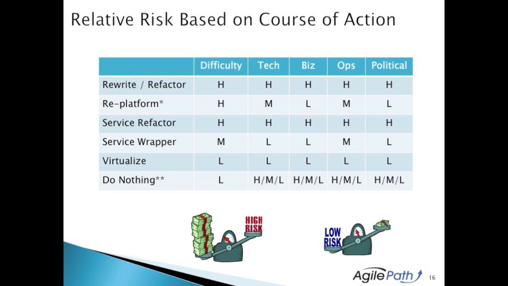At the other end of the spectrum, do nothing. Do nothing is low from a difficulty perspective because you don't have to make any investment. But your other factors here are highly variable in doing nothing. So doing nothing, you can have political pressure to do something because an application is just too aged, too costly. So all of these factors need to be considered in the risk analysis.